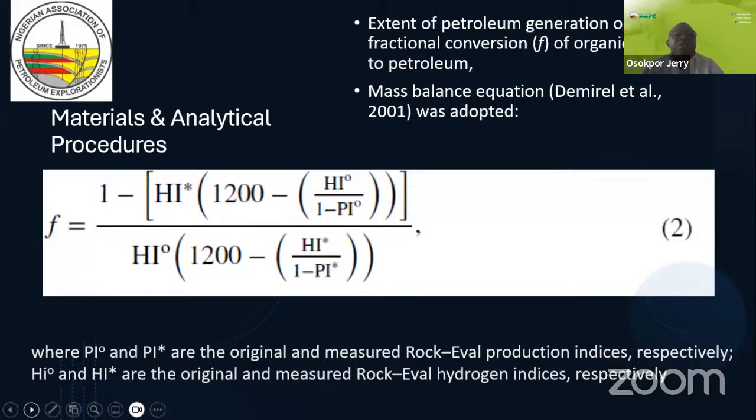Still on analytical procedures, in order to bring out certain cryptic data sets hidden in our sediments, we use the extent of petroleum generation, or fractional conversion of organic matter, methodology. This involves a mass balance equation, as shown in this slide. All the parameters used are shown below: production index, initial production index, and the ultimate production index, original and measured. Next slide.